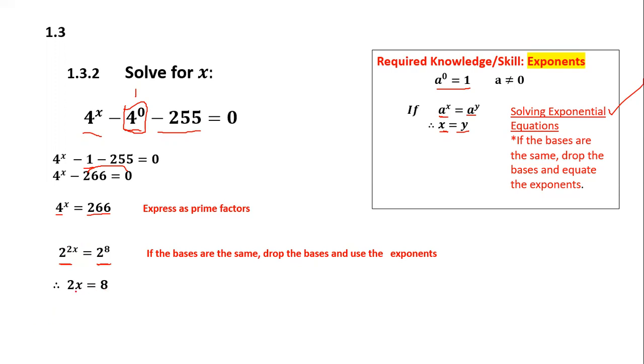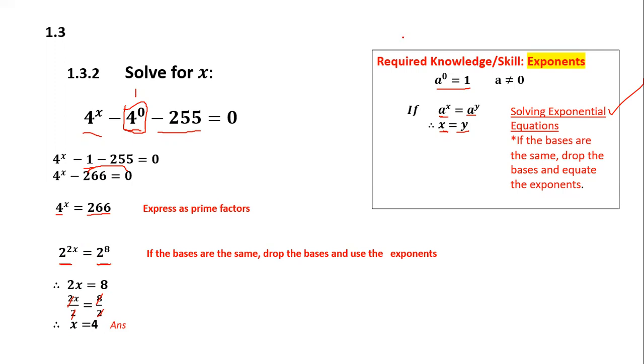Now we solve for x by dividing both sides by 2. When we divide both sides by 2, the 2 cancels out. 2 cancels this 2. And 2 cancels 8 to give 4. So our answer is x is equal to 4.